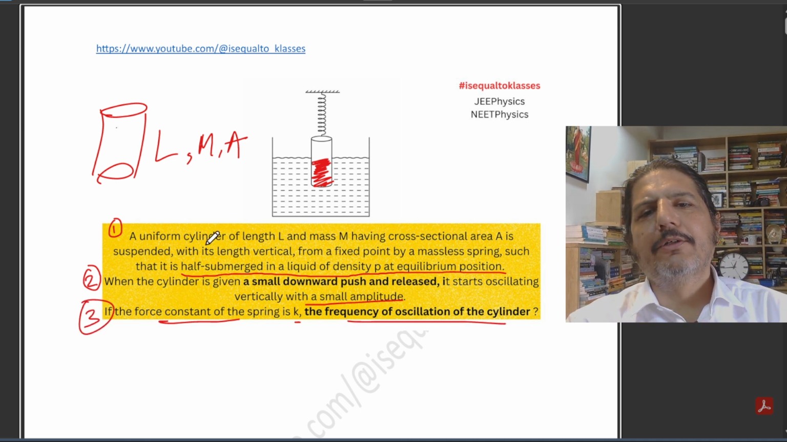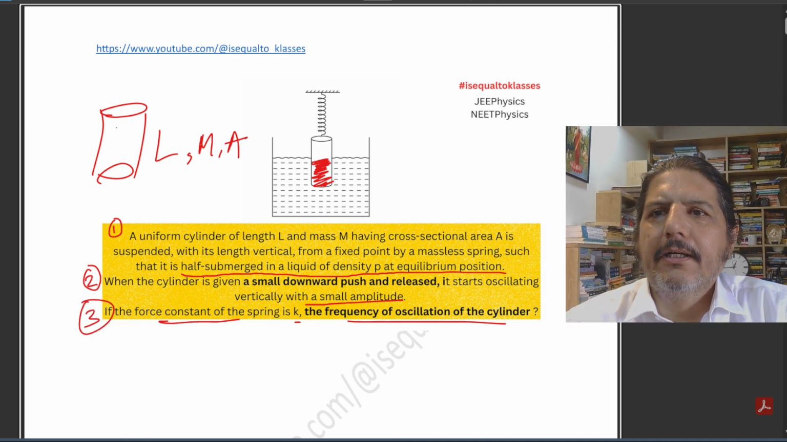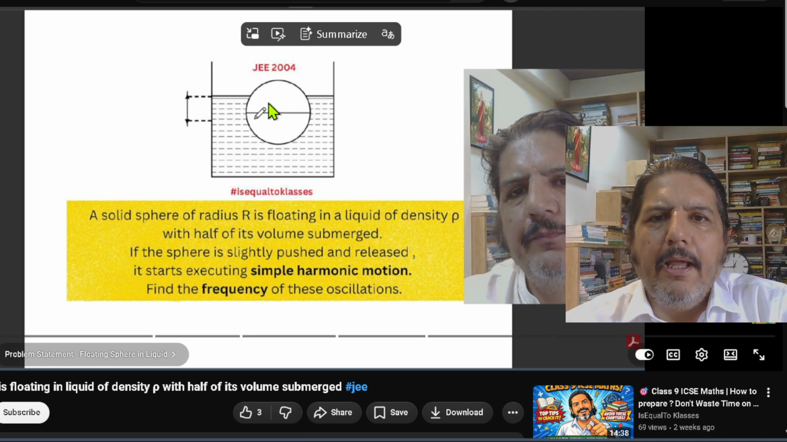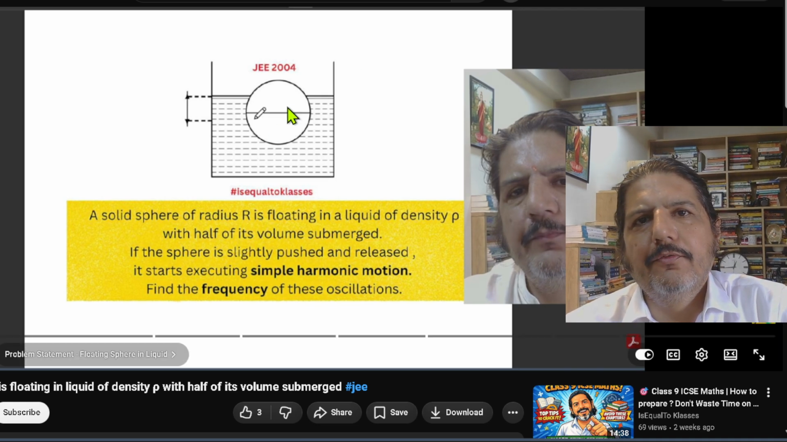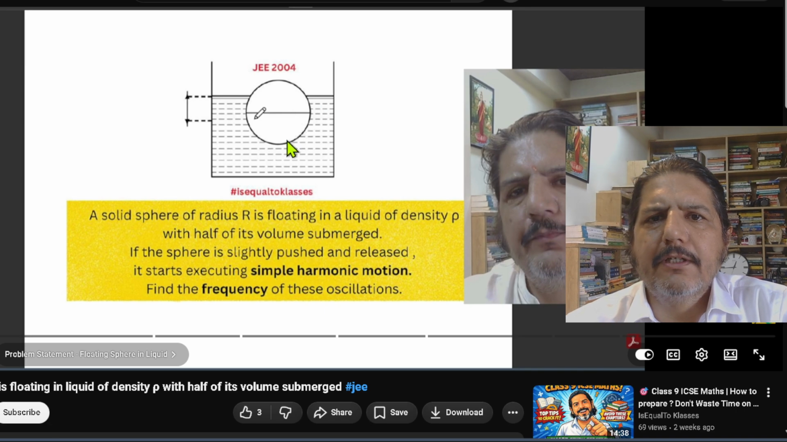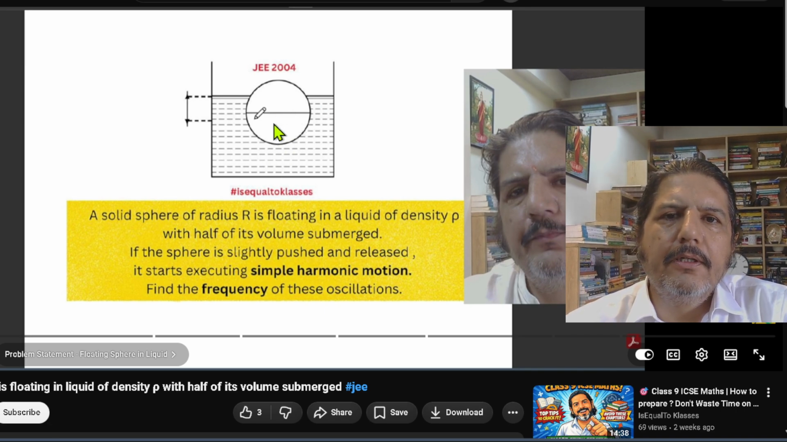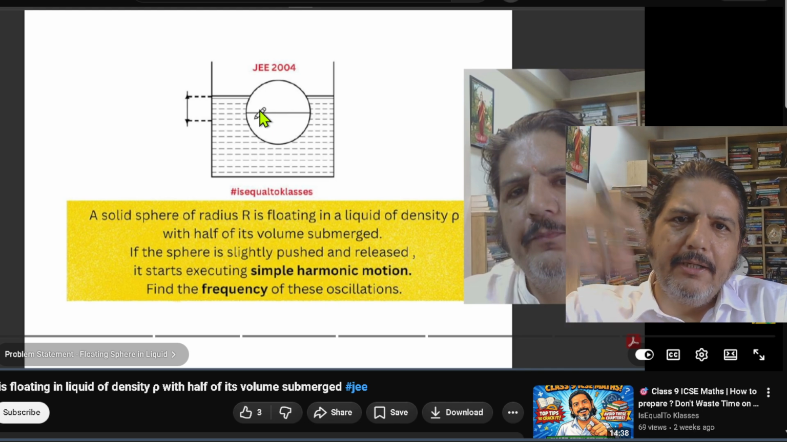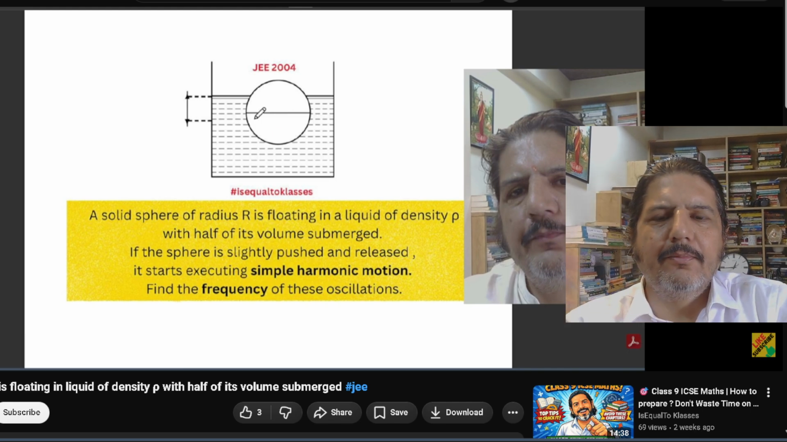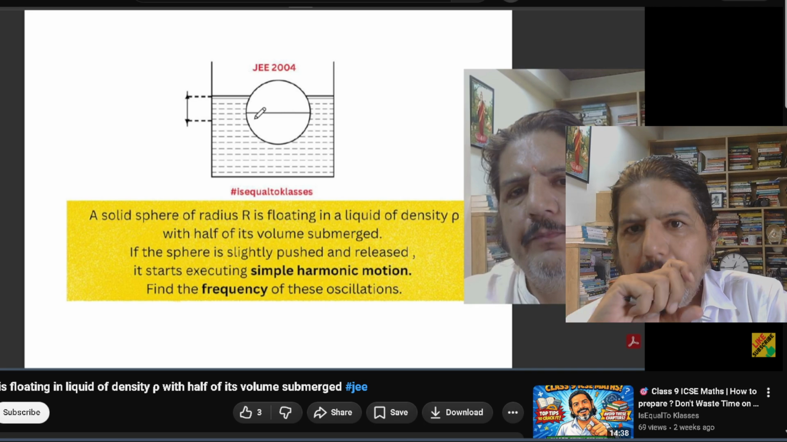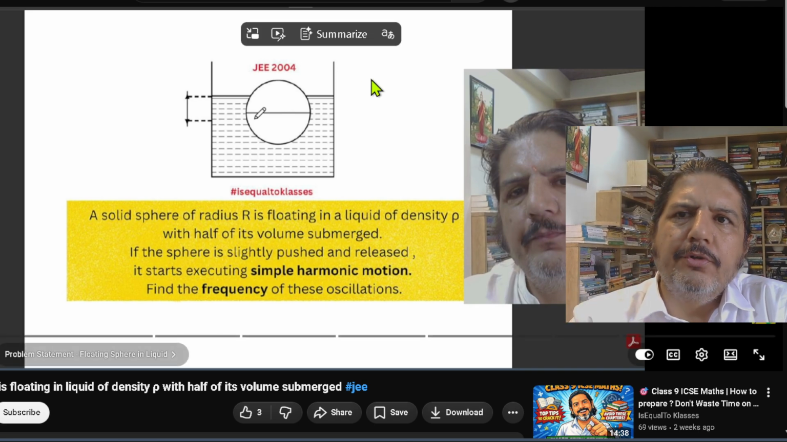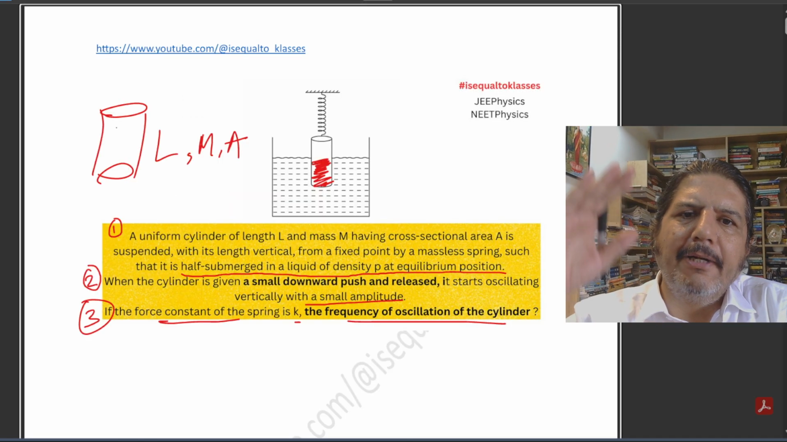So this question is similar to another question which I had done. Again, both of these are JEE questions. In this question, there was a sphere, and the sphere was doing an SHM, and we had to calculate the frequency. So in all these questions, the template is the same.